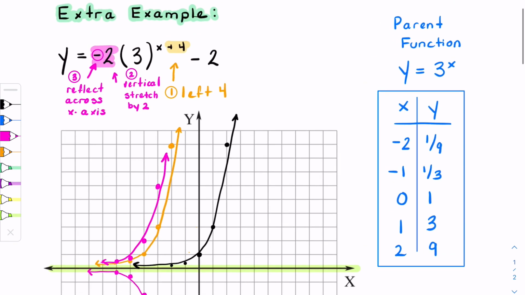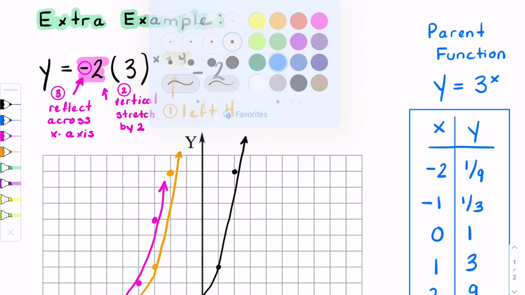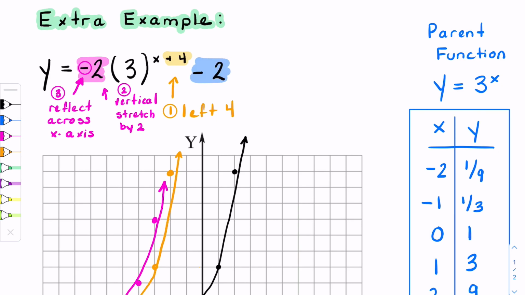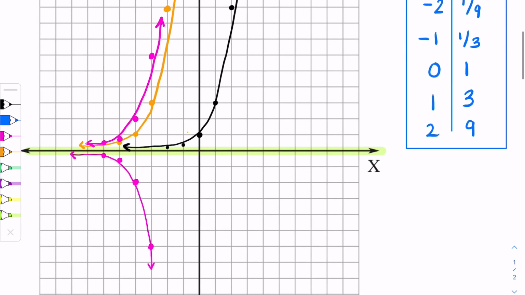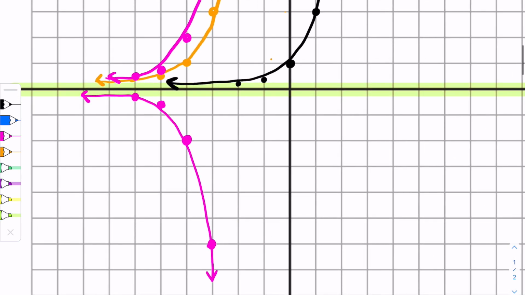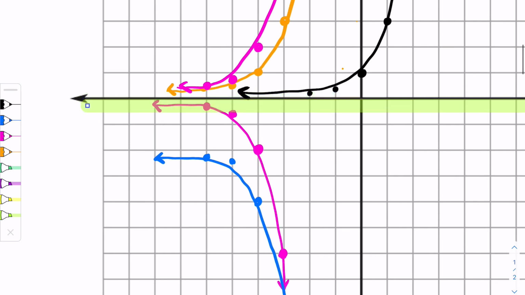And our final step when we're graphing is this right here. It is your up or down shift. In this case, this is going to be step 4. This is a shift down 2 units. So I take the last step I was on, which is this graph here, and I shift every point down 2 units. When I shift my graph down 2 units, it also shifts the horizontal asymptote down 2 units. So this line is going to move down 2.